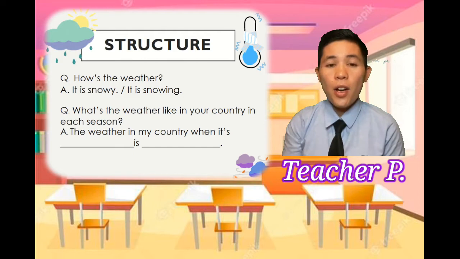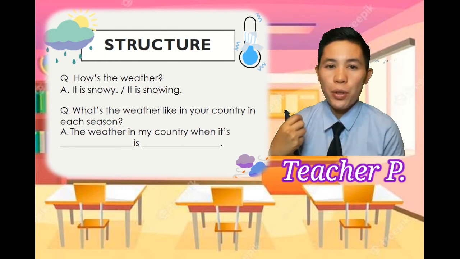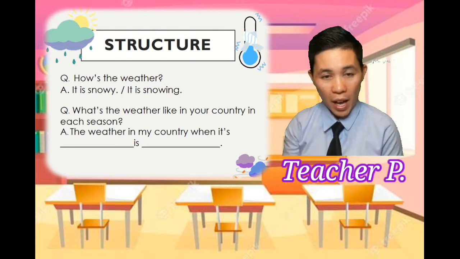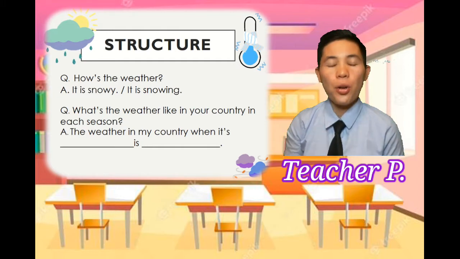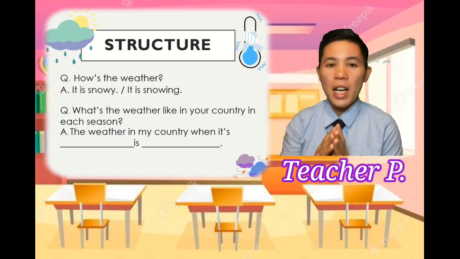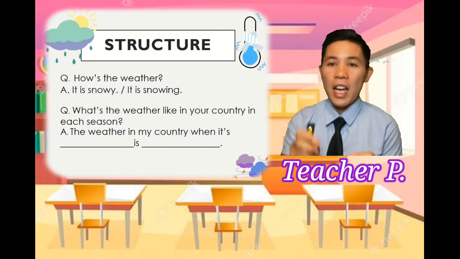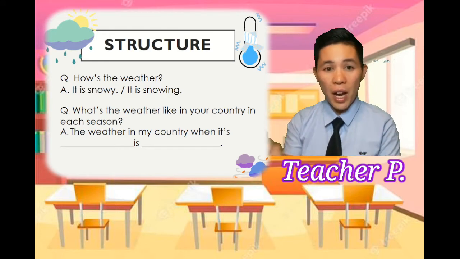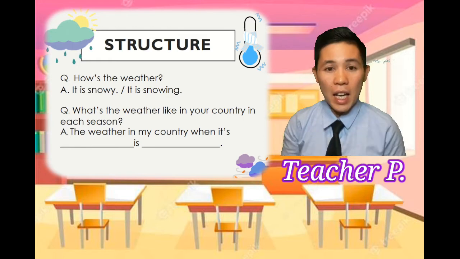So now let's go ahead and learn our structure, okay? So this is where you will be able to learn how to describe the weather in each season that we have. All right, now the first one is we need to know first what's the weather, okay? So you will ask a question, how's the weather? And you will answer, it is, or you can just say it's, okay? It's sunny, it's cold, it's rainy, okay? So again, let's do it one more time. How's the weather? It's sunny.